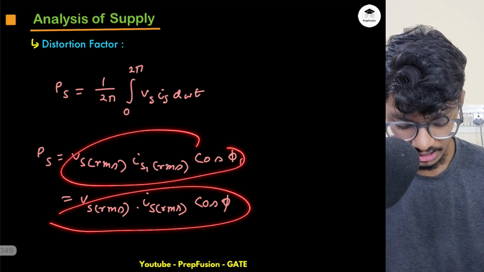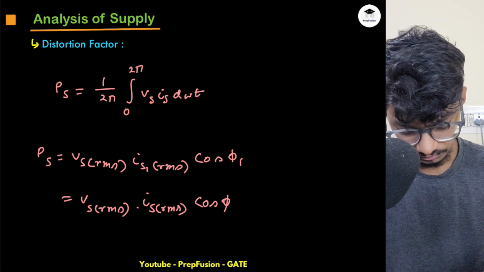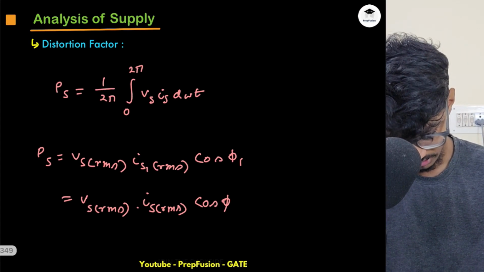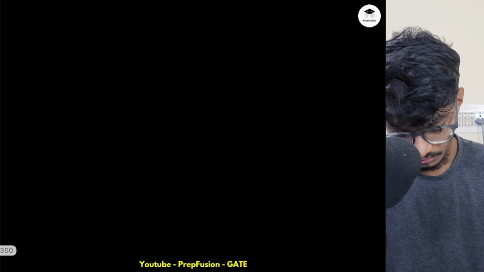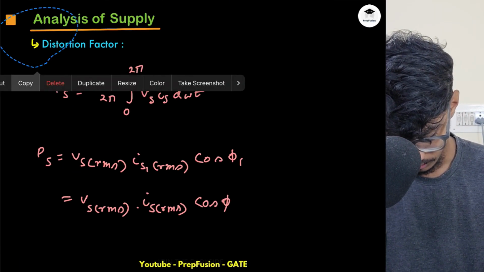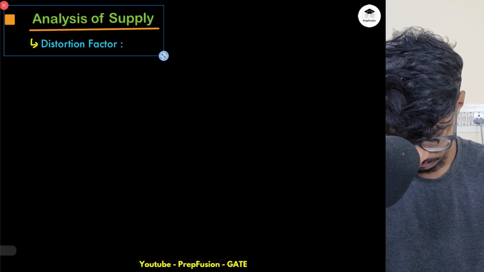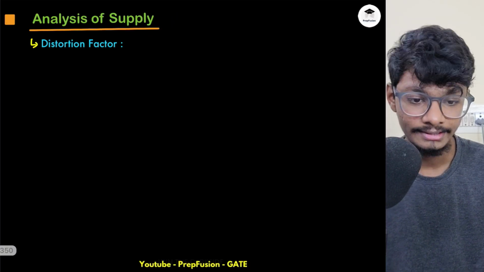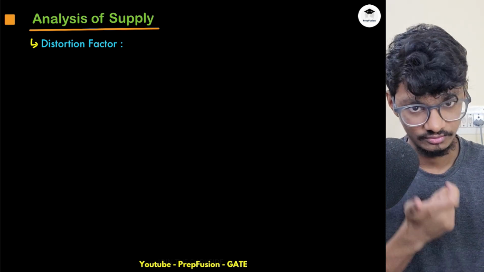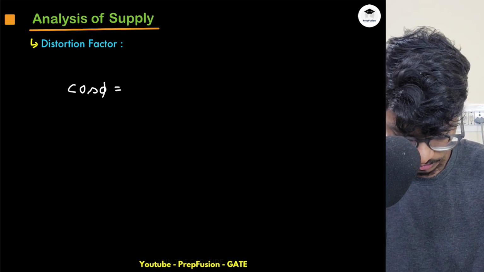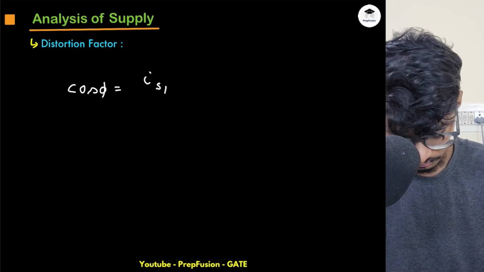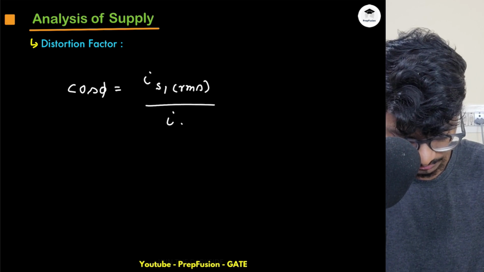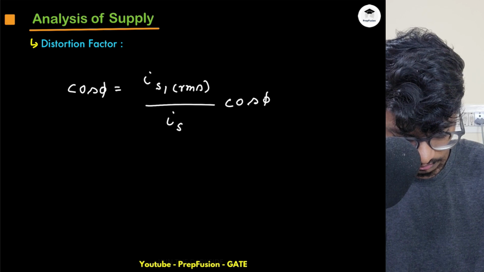So these two I can equate, and if I equate these two, I will just write the ratio over here. If I write the ratio, this will be a distortion factor. What can I write as my cos phi? Cos phi is equal to IS1 RMS upon IS RMS into cos phi 1.